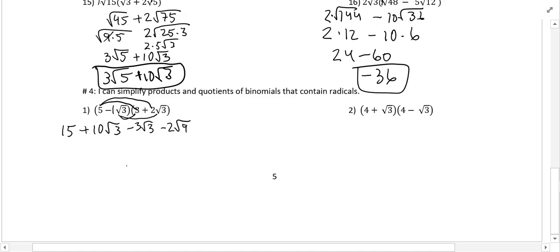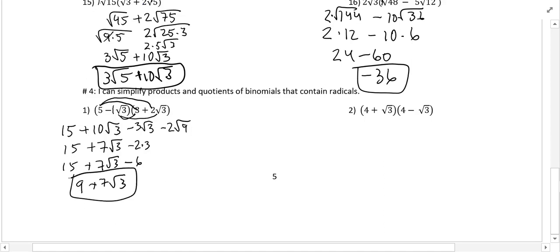So now we're going to simplify what we can. I'm going to bring down the 15. 10 rad 3 minus 3 rad 3 is going to give me plus 7 rad 3. And here I have negative 2 times 3 because the square root of 9 is 3. So I need to simplify that. So I have 15 plus 7 rad 3 minus 6. Then now I can combine the 15 and the negative 6, which is going to give me a 9 plus 7 rad 3. And this is an expression. They're not like terms, so you can't combine them. So you leave them alone.